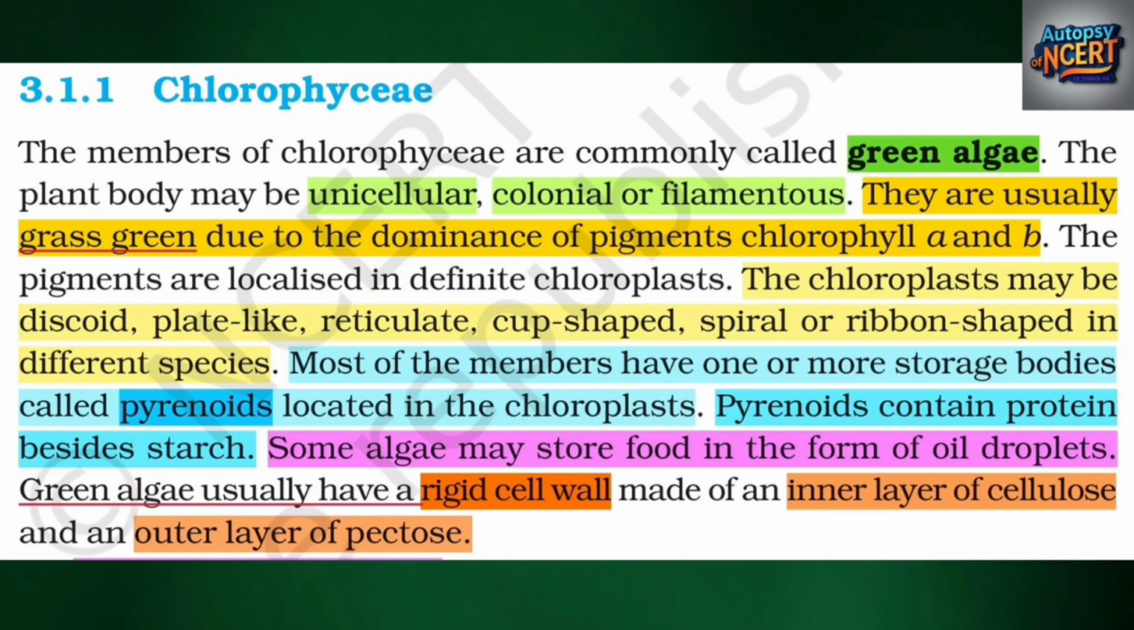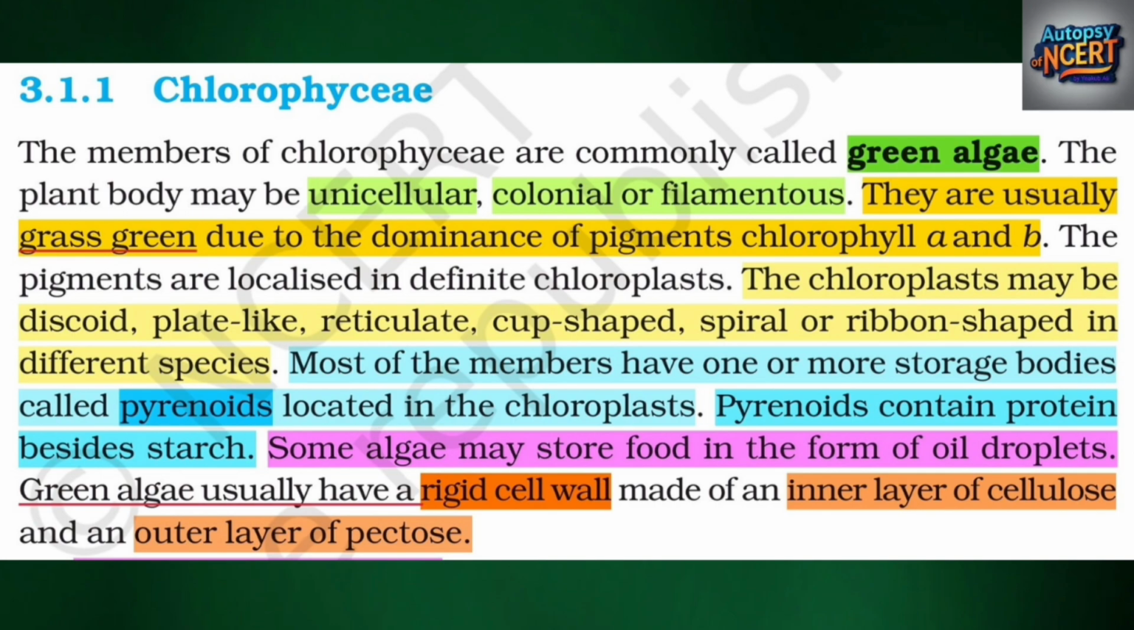3.1.1 Chlorophyceae. The members of Chlorophyceae are commonly called green algae. The plant body may be unicellular, colonial, or filamentous. They are usually grass green due to the dominance of pigments chlorophyll a and b. The pigments are localized in definite chloroplasts. The chloroplast may be discoid, plate-like, reticulate, cup-shaped, spiral, or ribbon-shaped in different species.